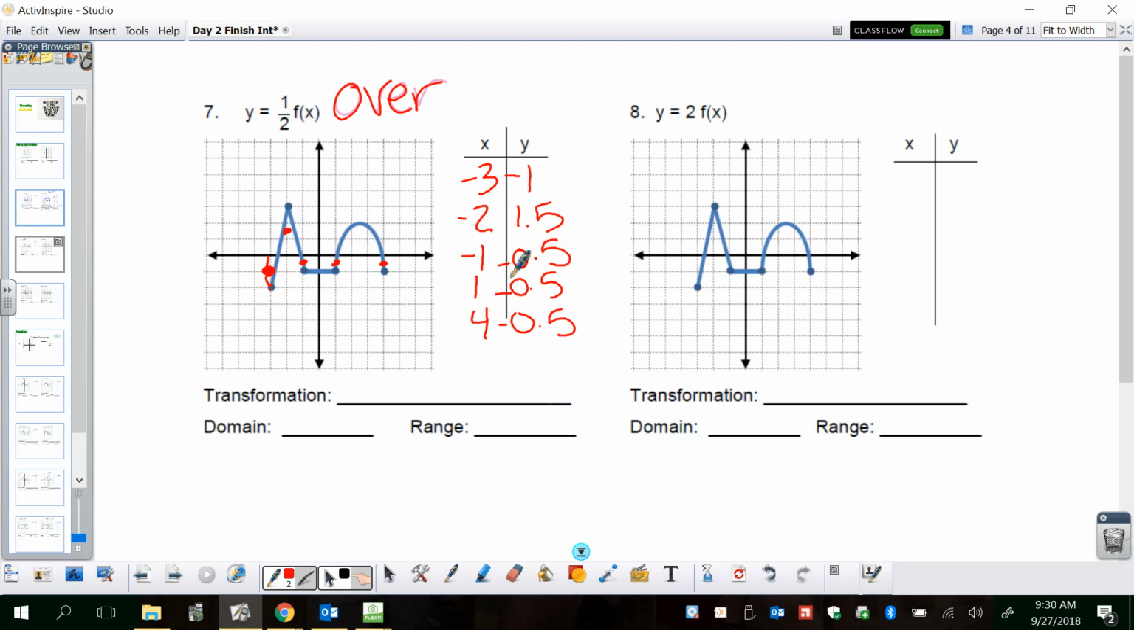Now I want you to realize too that your little loop is actually going to be half as much too. See how it goes up 2? So it'll only go up to here. So it's up, down, over, up. Do you see how everything shrunk? Okay. We took half of our original y. So this is a vertical compression by a half.